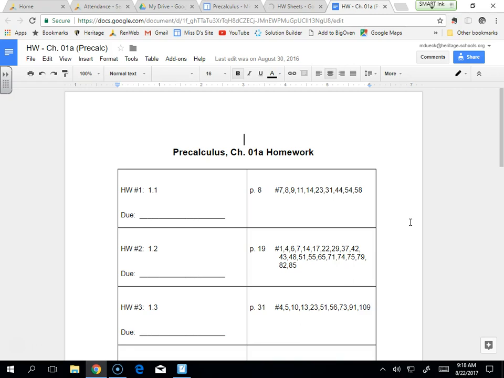Make sure you get the homework number. Homework number 1, write it just as it shows on the homework sheet. Homework number 1, section 1.1. You guys can go and write it down. This is our homework for tonight. Page 8, and then the problem numbers.